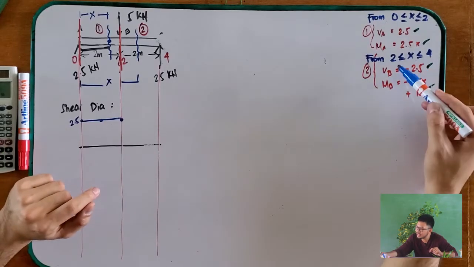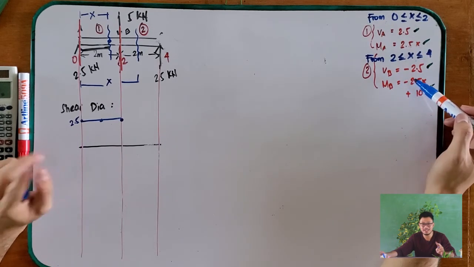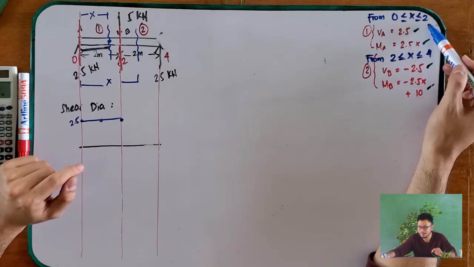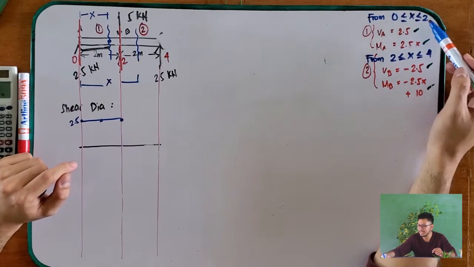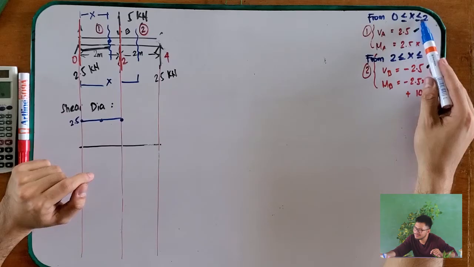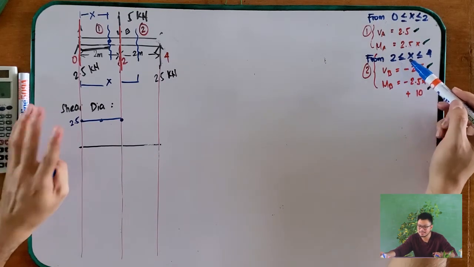You cannot use this equation if you use 0 as your x, because if your x is 0, this equation is for 0 to 2. But if you start at 2 and end at 2, then you will use both of the equations. Okay? Greater than or equal to 2 and less than or equal to 2.